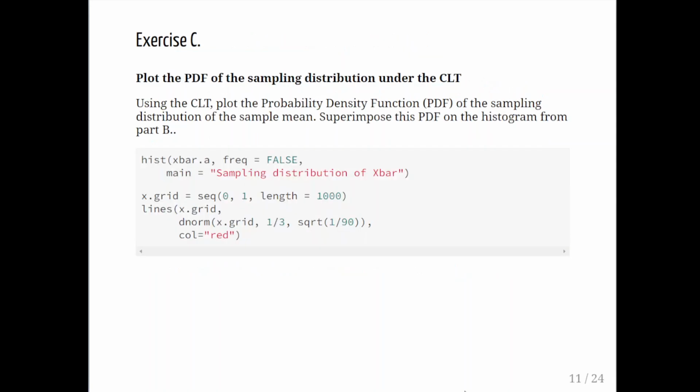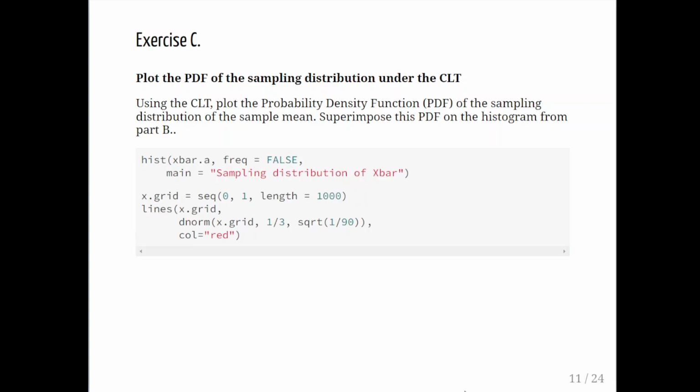So, plot the probability density function of the sampling distribution under the central limit theorem. Okay, so this is what we're going to do here. We have the histogram that we created previously, but what we're going to do is put a curve across that plot. Okay, so how do we do that? Well, there are two things we have to set up. First off, we're going to set up a little grid of x values. The curve will be based on these values. They're the x values of the curve that we're going to create.